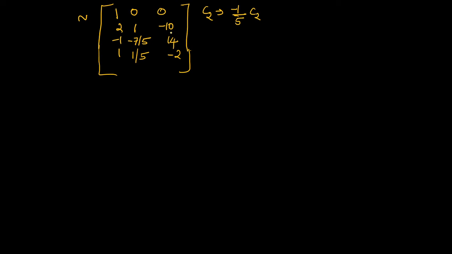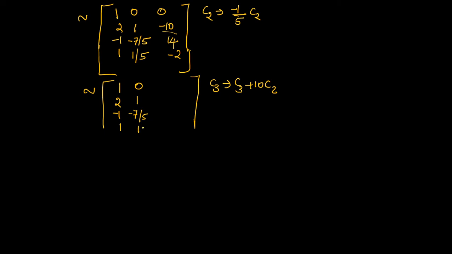Now we have to make this element after this one to 0. Therefore, use the column transformations. C3 gives C3 plus 10 C2. Therefore, the third column becomes zeros. This is the reduced matrix. Since we have only two non-zero columns, therefore the rank of the matrix is 2.